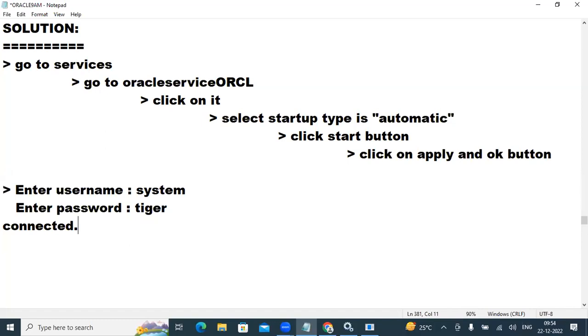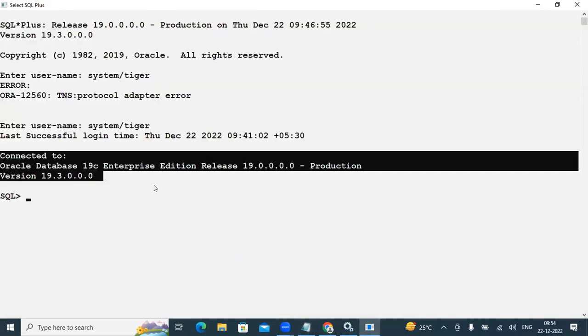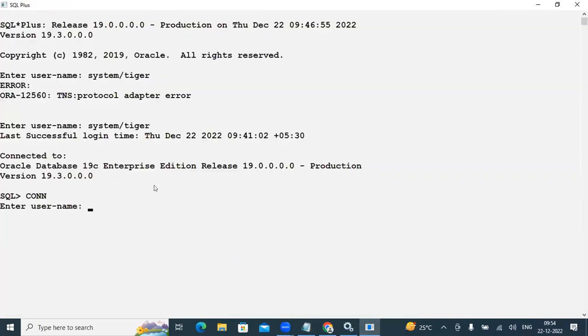And the next one, problem number 2. In problem number 2, observe carefully what we are getting. Is it over? First one is over. Now come to the second one. First, I'm going to do some connectivity. Later I will show you what I did.